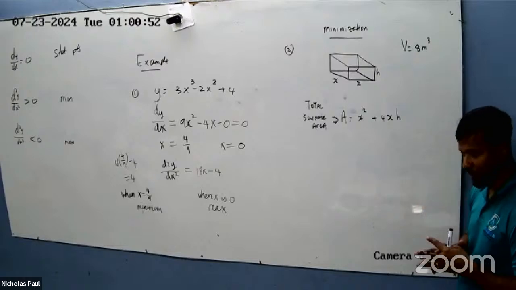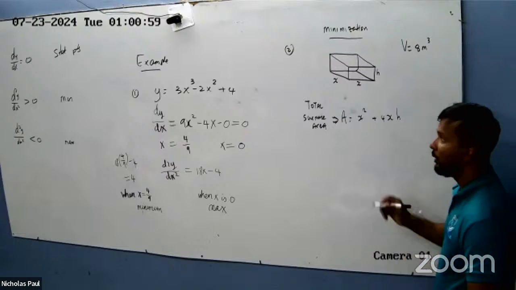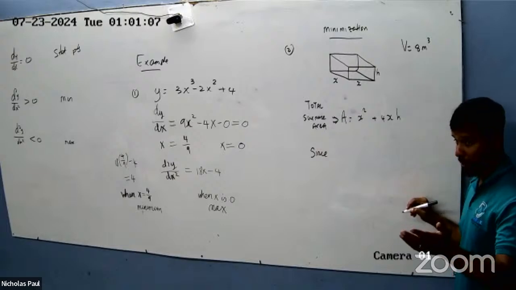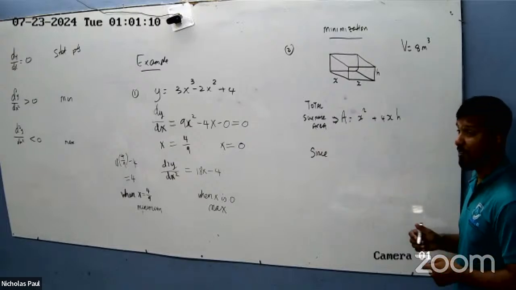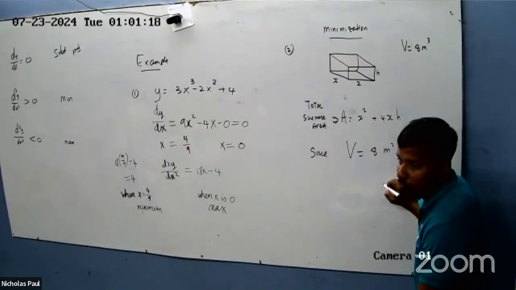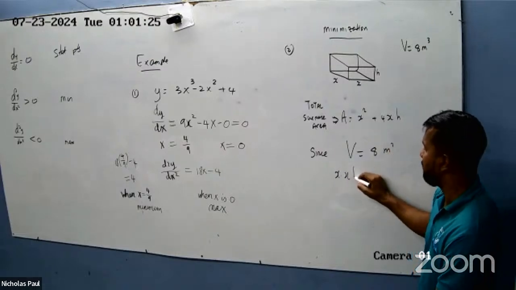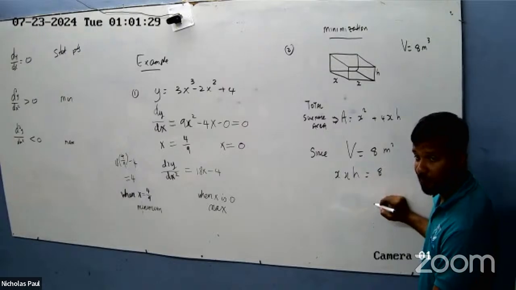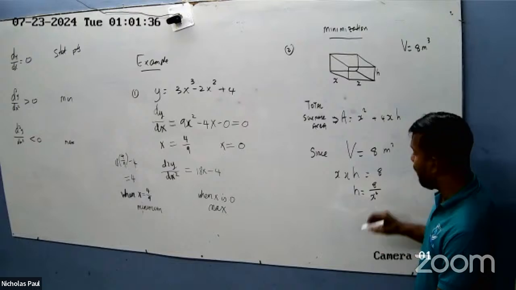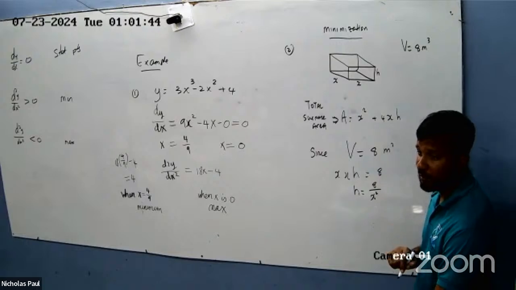The question gave you a little bit of information. What else did they give you? Are you okay so far? If you're confused, just let me know. They give you the volume, they said the volume is 8. How do you find volume? Base by height, so length by breadth by height is 8. So H is 8 over x squared. Now what can we do with this H? Put it in there and then differentiate.